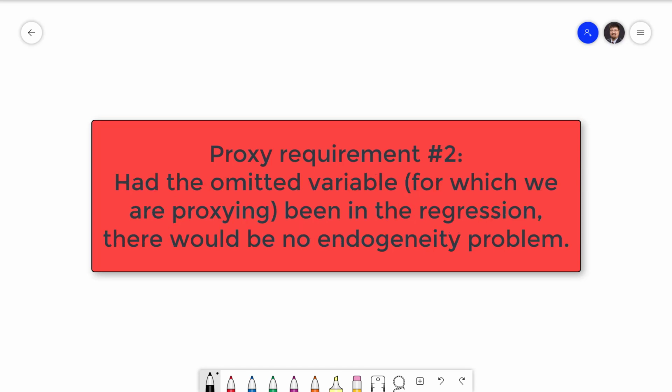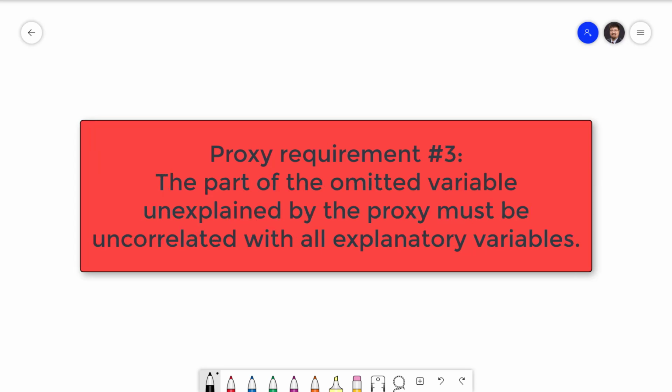Number two, if the omitted variable could have been in the regression, then there would be no endogeneity. This is less a requirement of the proxy itself than a requirement on the overall regression model. Number three, the part of the omitted variable unexplained by the proxy is uncorrelated with all explanatory variables, including the proxy itself. What this is saying is that there are essentially two parts to the omitted variable, the part that can be explained by the proxy and the part that can't. The problematic part of the omitted variable needs to be the part that's correlated with the proxy. If it's not, then the proxy has not fully fixed the problem.